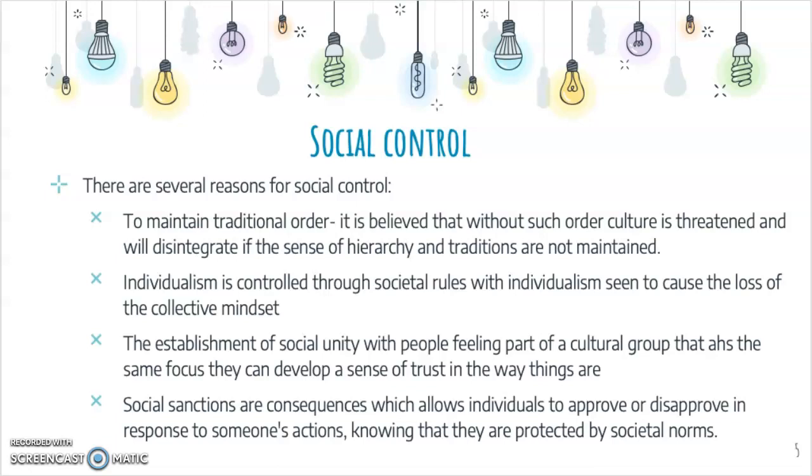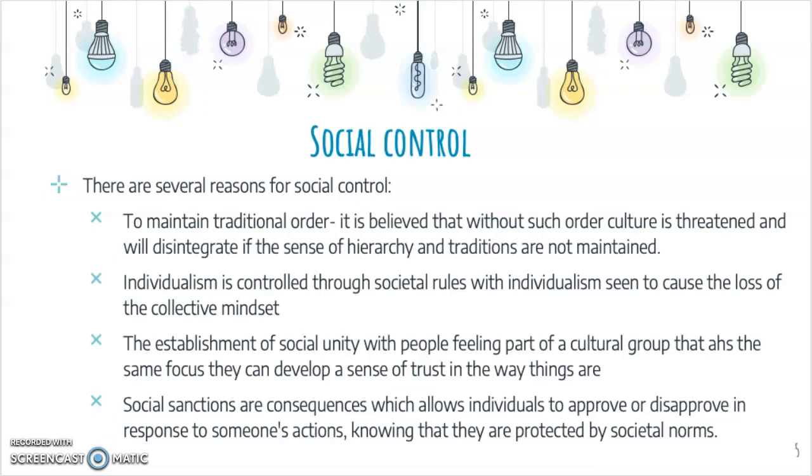Individualism is not a good thing in a government's eyes. People that are too individual are seen as rule breakers. We like a collective identity that gives a collective mindset where the general rule is that people as a group will do the right thing. We like to establish social unity so that people feel part of a group, that they have trust and they can develop a sense of togetherness so that they're working towards the same goal. Think COVID restrictions.